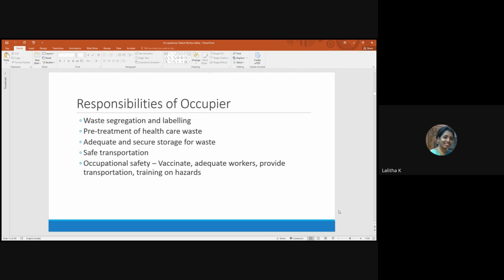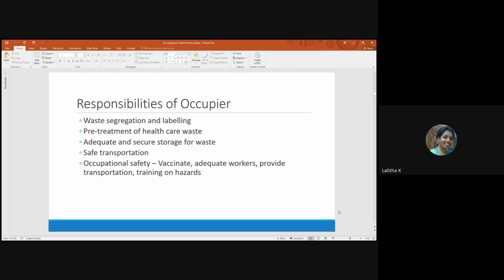And next, to ensure proper and safe storage so that it is secured and does not have access to any outsiders, and safe transportation of waste within the healthcare facility and also outside. Outside it's the responsibility of the common treatment facility, but the occupier should be watchful of that also. If they are doing some miscreant activity, it is the duty of our occupier to see that our waste which we have generated is safely managed.